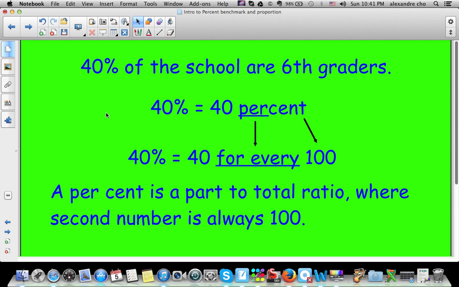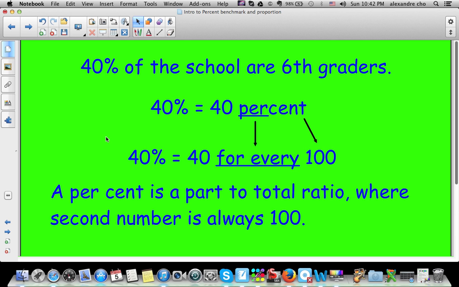Cent means 100. You can think of other words that have the prefix cent, like century. That means 100 years. Something else that has something similar to that: decade. Deca means 10. Kilo, kilometer. Okay, kilo means 1,000. So there's 1,000 meters in a kilometer. So percent. The word cent has a connotation of 100, or means 100.